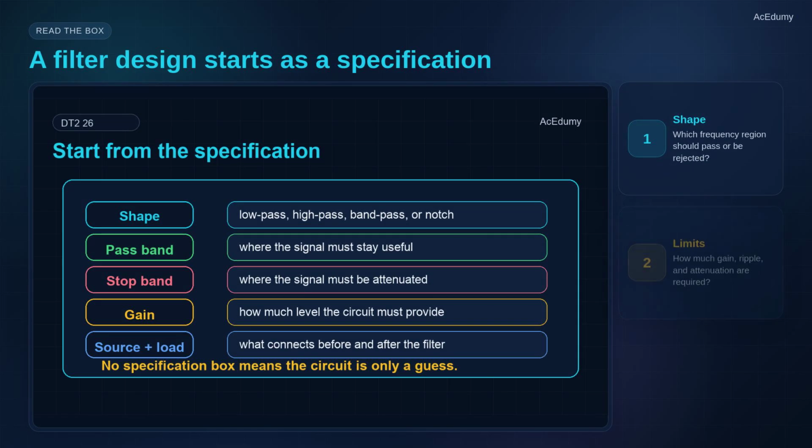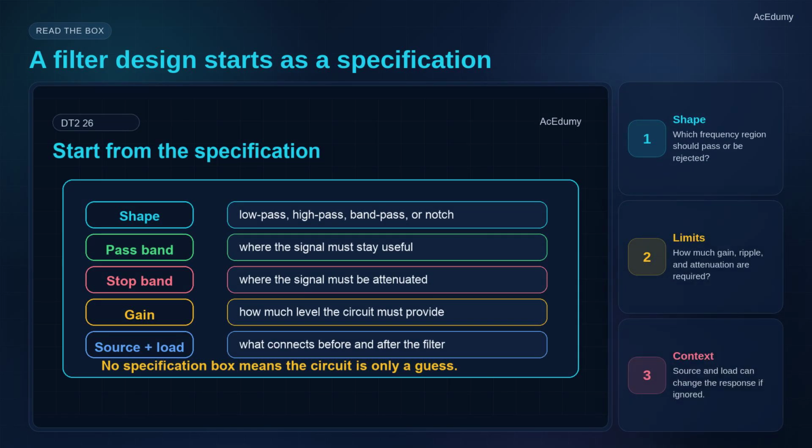A filter design starts with a specification box. First, identify the shape. Then, mark the pass band, stop band, and transition region. Add the required gain, the source resistance, the load, and any limit on ripple or attenuation. Without this box, the circuit is just a guess.